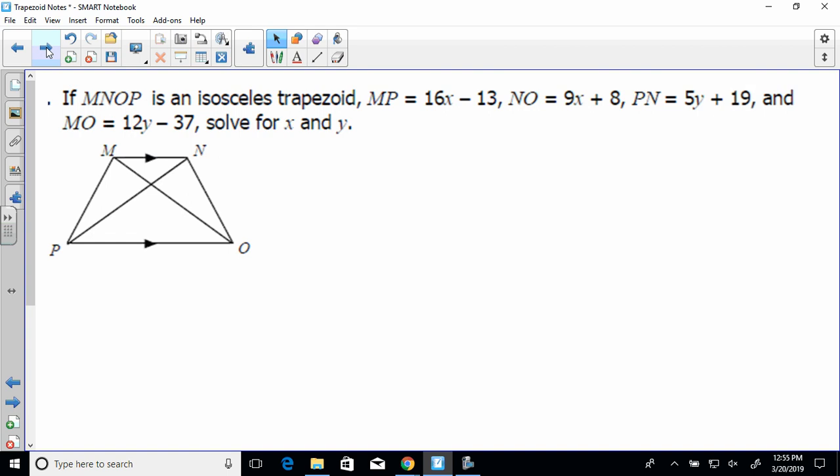So what I would want you to do is go ahead, if we know MN and PO are the parallel sides, then we know that side NO is congruent to side MP because those would be the legs. It's an isosceles trapezoid, and those would be the legs. So what I want you to do is go plug in all the information that you know, and then we can work from there.